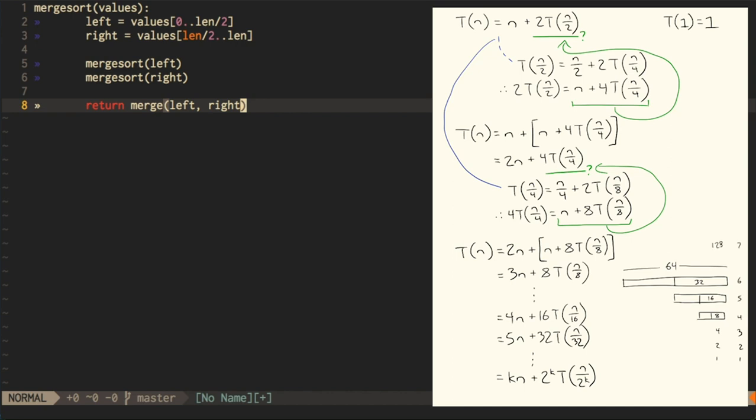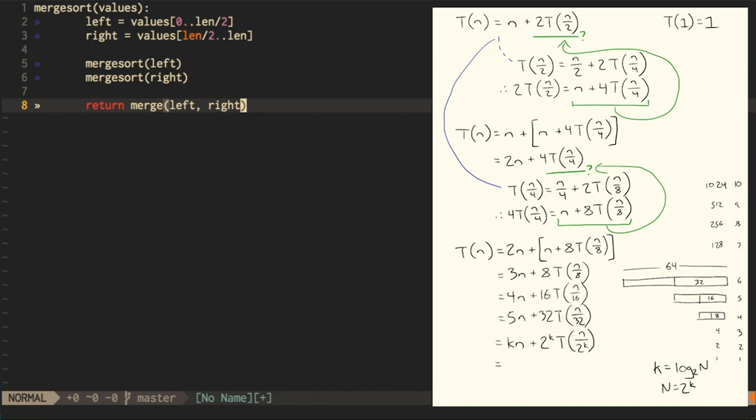Every extra level of recursion allows us to handle twice as many elements. So when we add 1 to k, we multiply n by 2. This is an exponential relationship. K is the base 2 logarithm of n, and n is 2 to the k. Substituting this value of k in gives us the log base 2 of n times n plus n times t of n over n. This is n times the log base 2 of n plus n times t of 1.